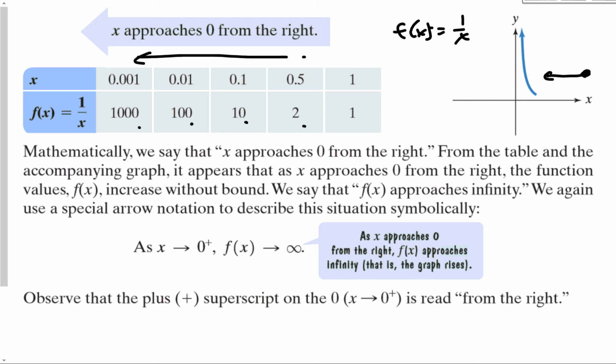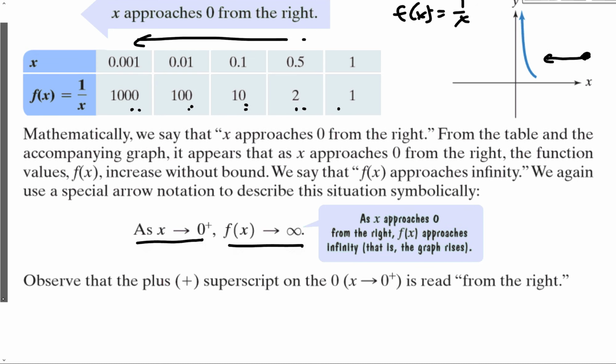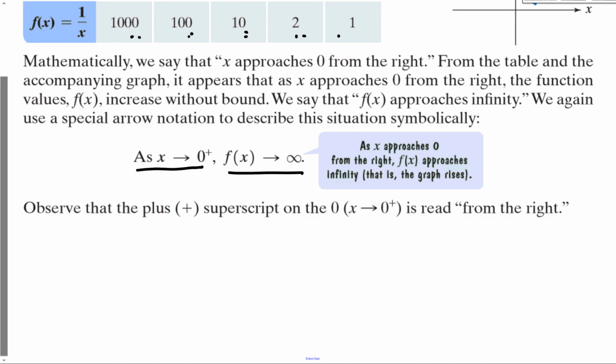So we say that f of x approaches infinity. As we get closer and closer to 0 from the right, the numbers get larger and larger. With arrow notation, I have my notation here that says as x approaches 0 from the right, f of x approaches infinity. Okay? The plus superscript means from the right. With limit notation, the way I would write it is the limit as x approaches 0 from the right of my function is equal to infinity.